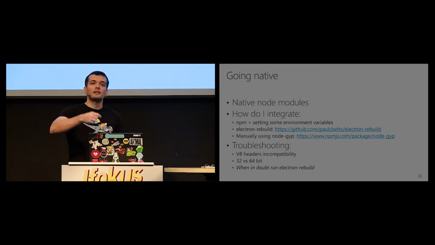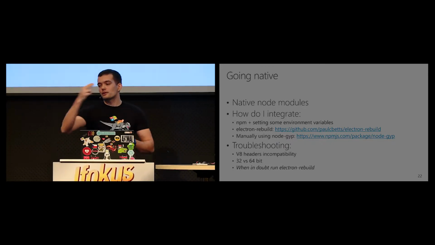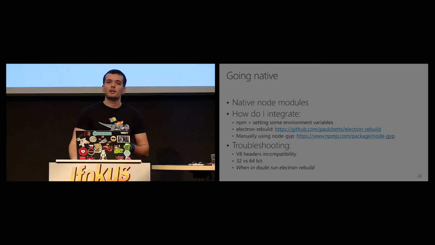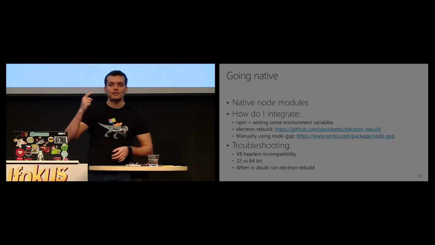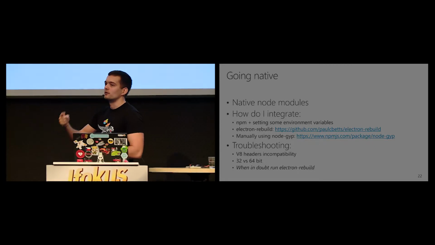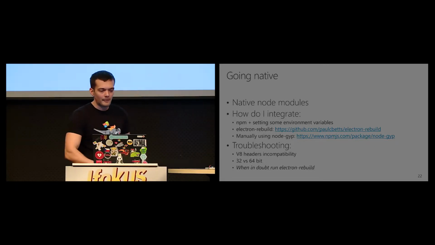Because with each V8 increment, the APIs change, so you need to cross-compile it against the newer ones. But what I like on GitHub is they say, when in doubt, just use Electron rebuild, because it does all these things for you and you don't need to care about all this mess.